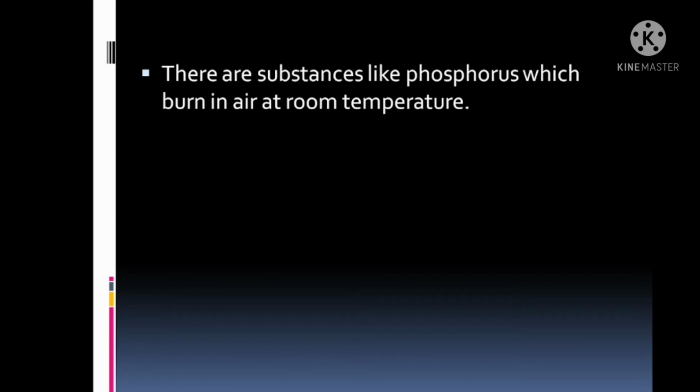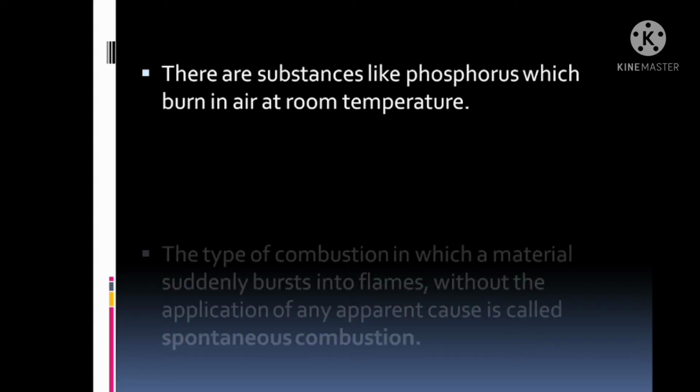There are substances like phosphorus, which burn in air at room temperature. Regarding phosphorus, we also discussed it in the lower classes. As you know, phosphorus has to be kept in kerosene. That's why it is normally kept away from the air, because if it comes in direct contact with air at room temperature, it burns and the fire will spread.